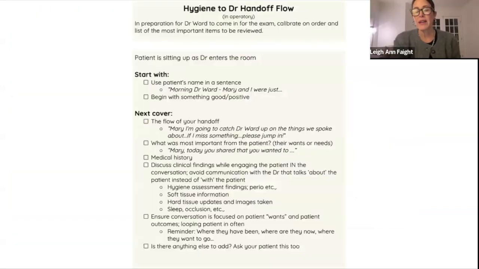And so I want to break down what I think are some key points to the handoff. And in this case, I'm showing you an example of a handoff that might be completed in the hygiene operatory. Okay, so this might be your recare patient.